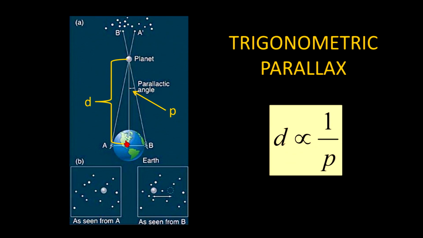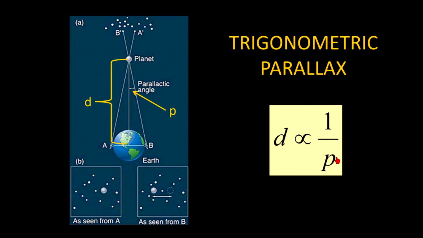What we're really interested in is this distance here, the distance between the Earth and this planet. We're going to call that d. The shift is what we're going to call the parallactic angle, and we're going to call it the letter p. So notice over here is the formula, and notice the p is down below. So this is an inverse relationship. When the value of p becomes large, then the value of d becomes small.